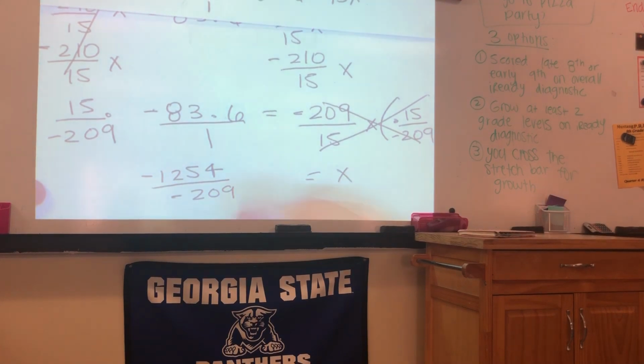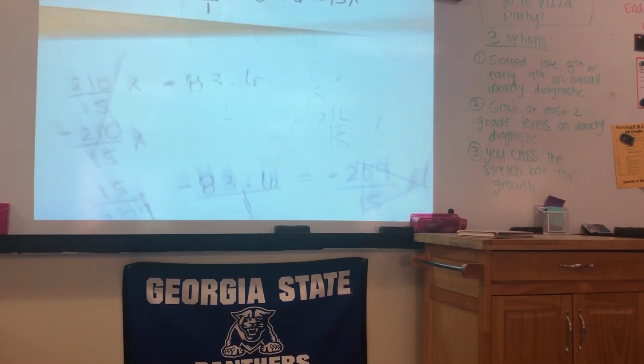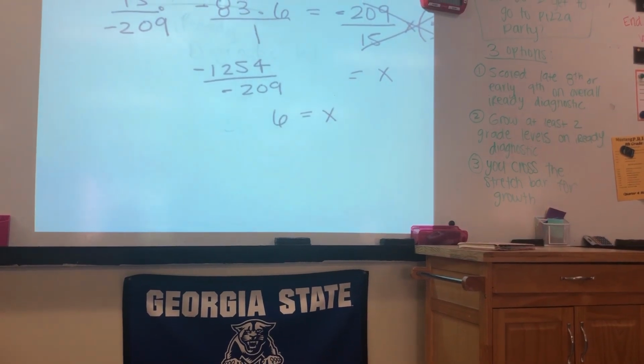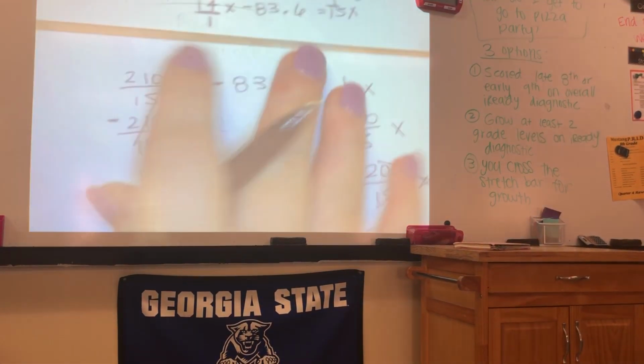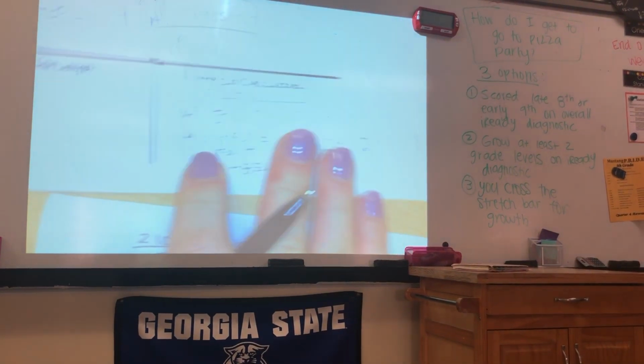I can simplify this to a 6. I got a positive 6 because a negative over a negative makes a positive. So that's my x value for my ordered pair.